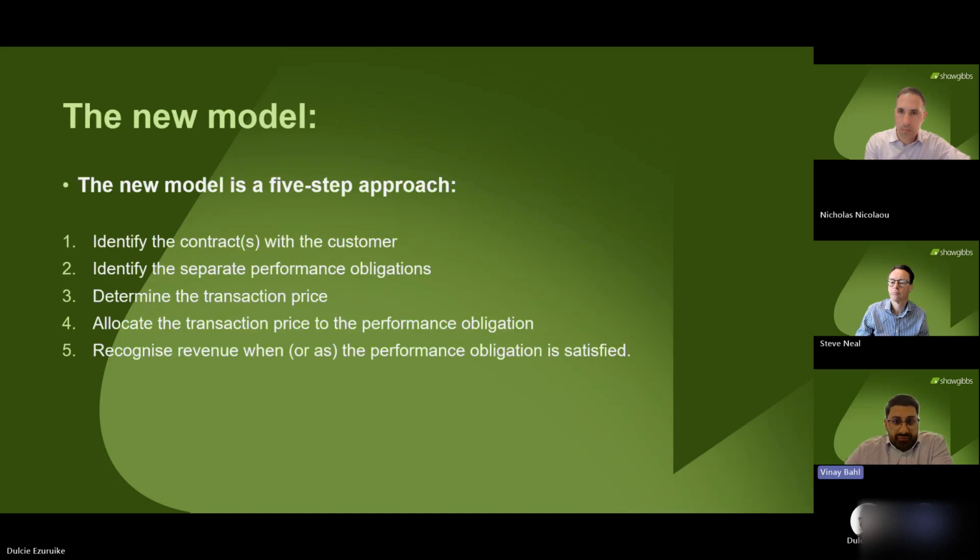So the new model, we have the 5-step approach now. Step 1 is identifying the contract with the customer. Step 2, identifying the separate performance obligations. And a performance obligation is the promise to transfer distinct goods or services to a customer. Step 3, to determine the transaction price. So this is the amount of consideration receivable in exchange for the goods and services.